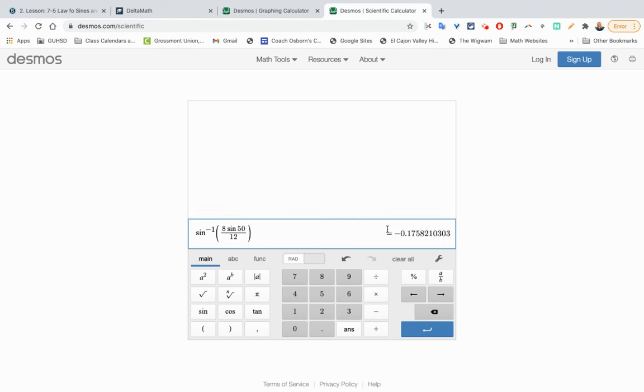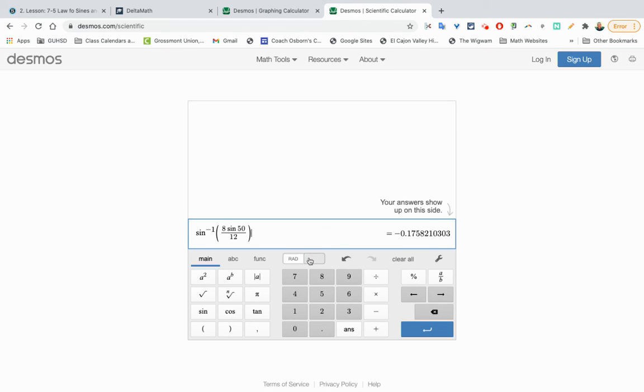Now let's actually copy this, and I'm going to go over to the scientific calculator. Notice as soon as I type it, it gives me the right answer. Let me actually refresh this to show you what it defaults to. Notice how it says degrees right away. So the scientific calculator for Desmos defaults to degrees, whereas the graphing calculator defaults to radians.